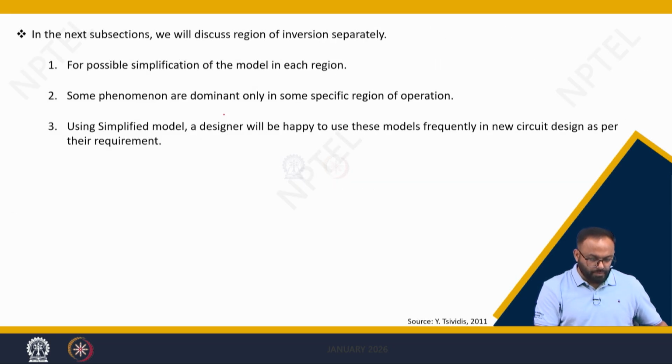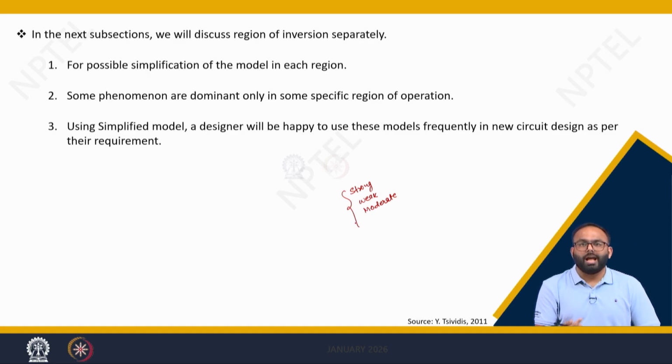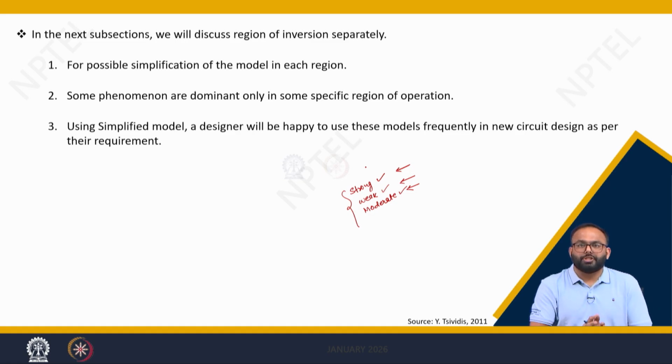So in the next lectures, we'll derive our regions of operation, which are nothing but strong, weak and moderate inversion, separately. Meaning we will analyze what the current model is in strong inversion, in weak inversion and in moderate inversion. Why? Because the different regions of operation will give you a different insight, which helps us to understand which is the dominant phenomenon in which region of operation.